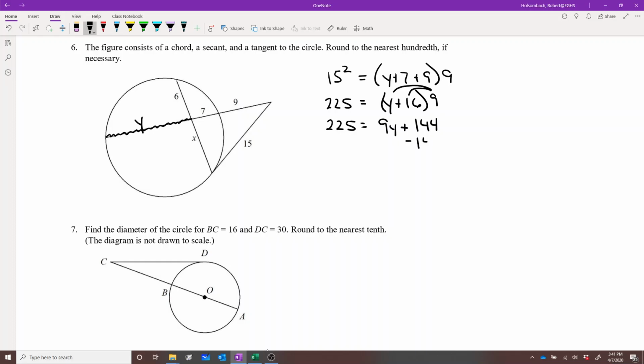If we subtract 144 from each side, then 81 is equal to 9y, and we can divide both sides by 9. So 9 is equal to y.